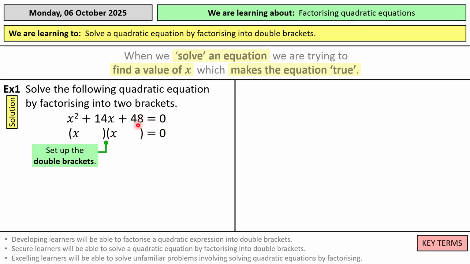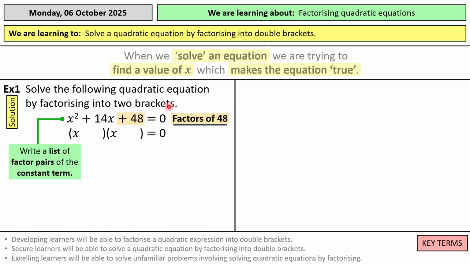So 48, let us look at the factors of 48. You can see that 1 times 48 is 48, 2 times 24 is 48, 3 times 16, 4 times 12, and 6 times 8. If you know the multiplication table, it is very easy for you. So 6 and 8, look at 6 and 8 here. When you add these numbers, of course you get 14.